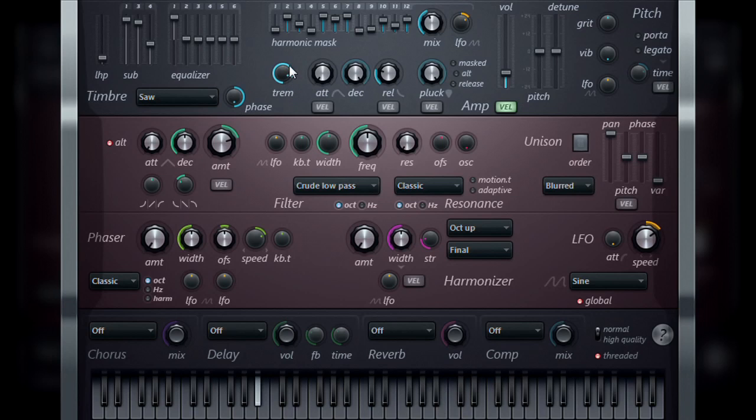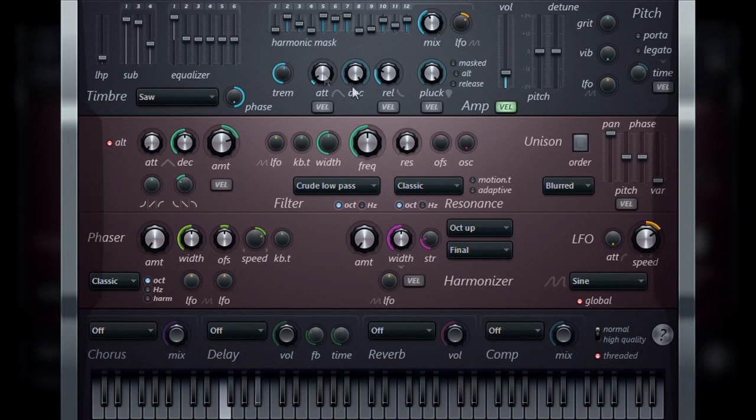Also, in the timbre section are three amplitude envelope controls. The first parameter controls the attack of the sound, which is how fast the sound reaches its highest amplitude after the key is pressed. As you increase this value, you can hear how the sound will have a slow swell-in type effect.